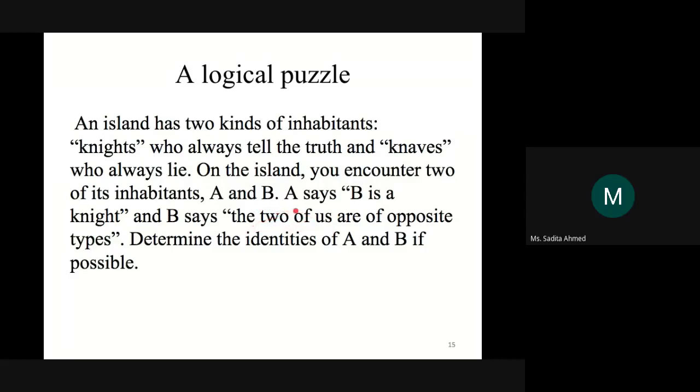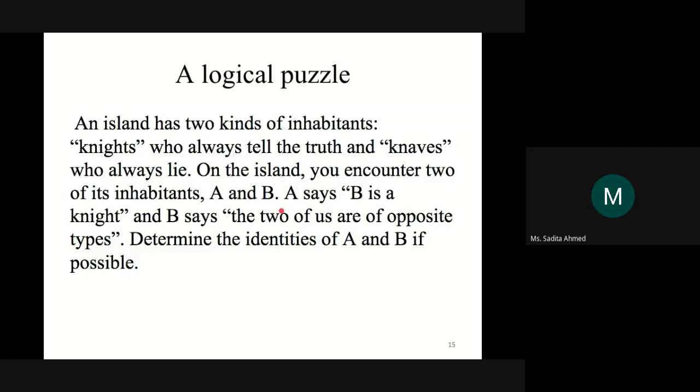If this statement is true, so far based on our assumption, we have seen that B is a knight. Now if B is a knight, what B is saying is true. However, this leads us to a contradiction, because if what B is saying is true, then the two of them are of opposite types.